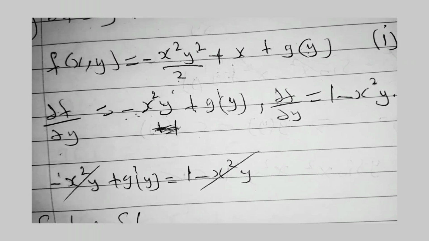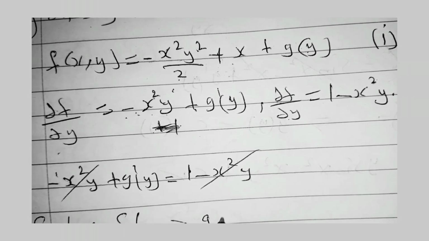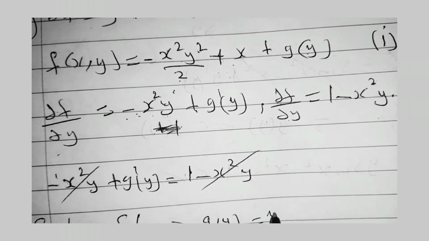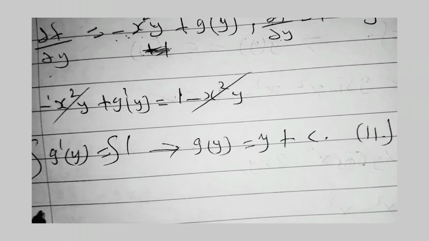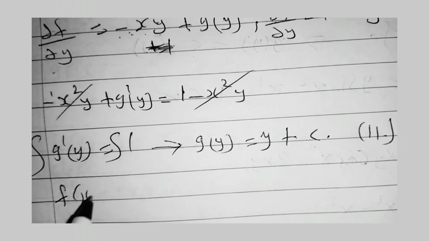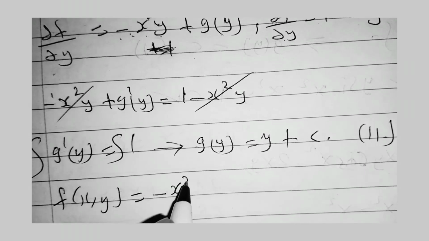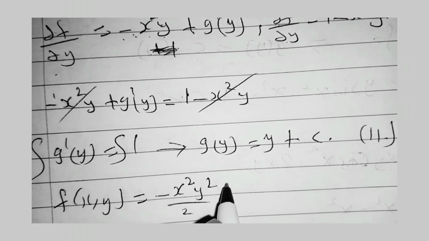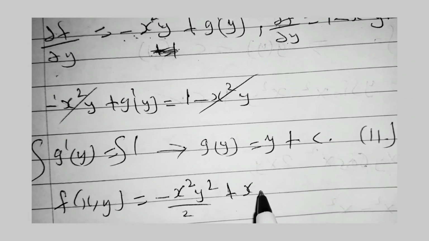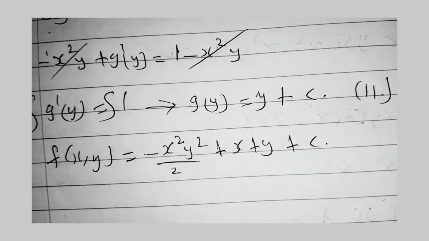Then we integrate this equation both sides. When you integrate g prime of y, you are going to get g of y, which is equal to y plus constant c. You call this 2, and you substitute your 2 in 1 to obtain the following. F of x, y is equal to minus x squared y squared over 2 plus x plus y plus constant c.